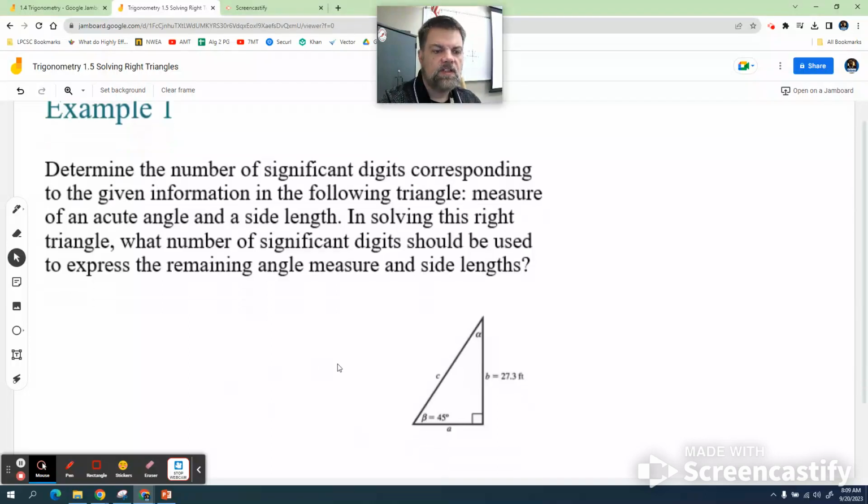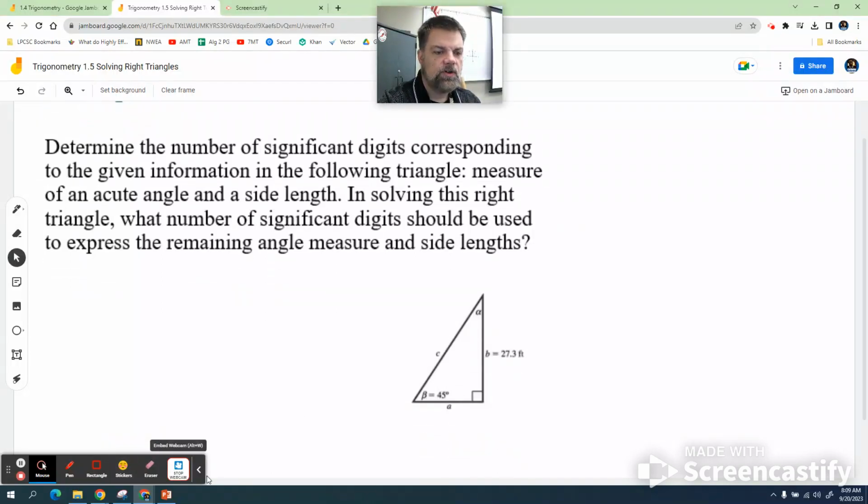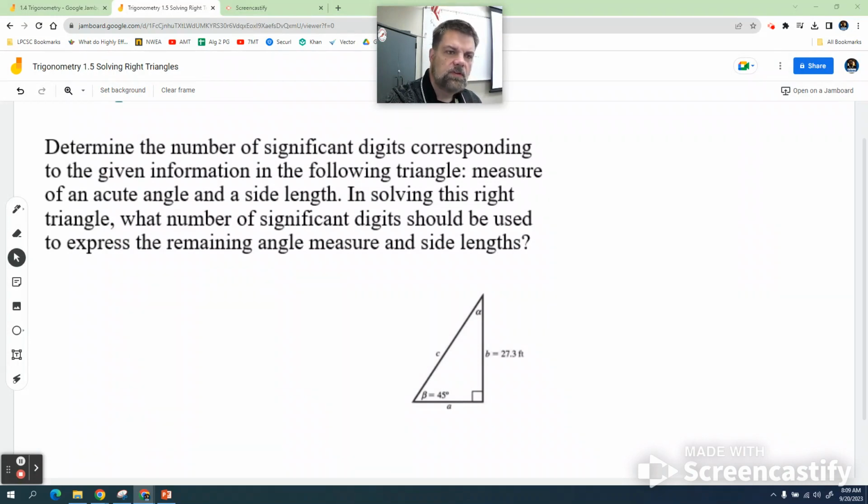All right, so for this one, we have a right triangle. They give us a side length and the angle. And it says determine the number of significant digits corresponding to the information given in the following triangle. Measure of an acute angle and the side length. In solving a right triangle, what number of significant digits should be used?